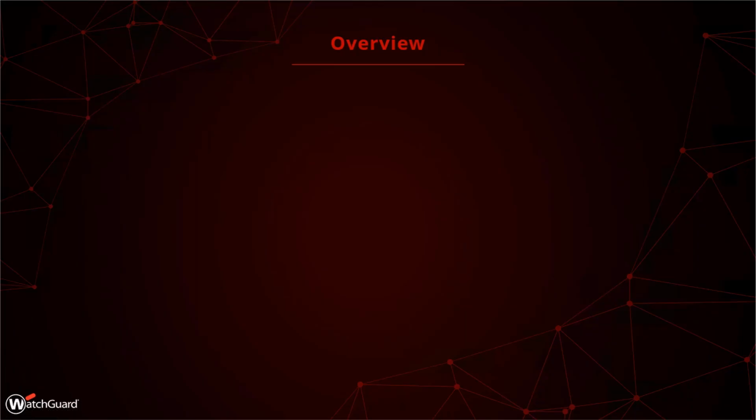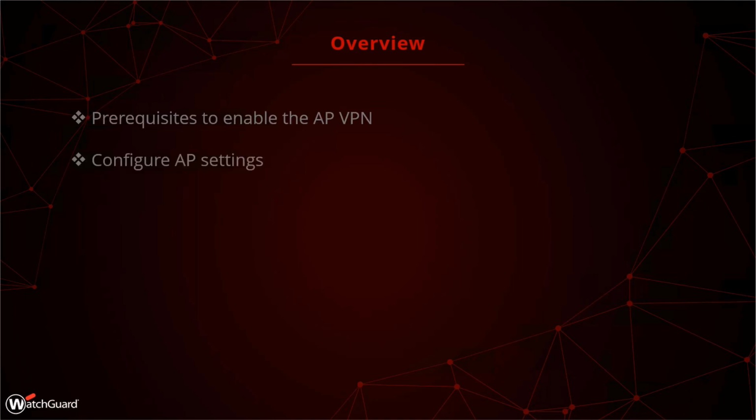In this video, I'll be covering how to connect an access point managed by the WatchGuard Cloud to a cloud-managed Firebox using a mobile VPN with IKEv2 connection. So the first thing I'll cover are the prerequisites to enable this AP to connect to the VPN, and then we'll just jump right into configuring the access point settings that are required to get the VPN to work.